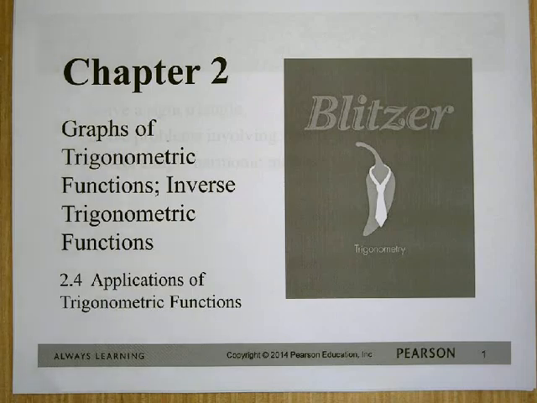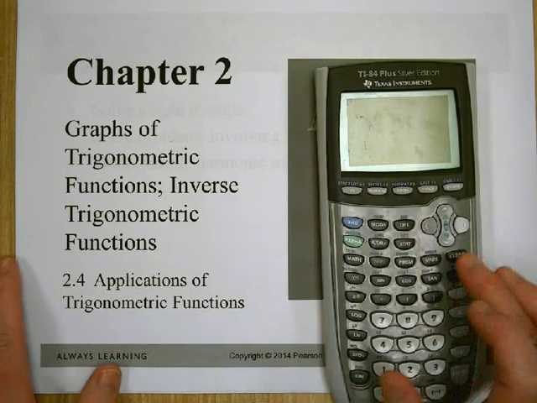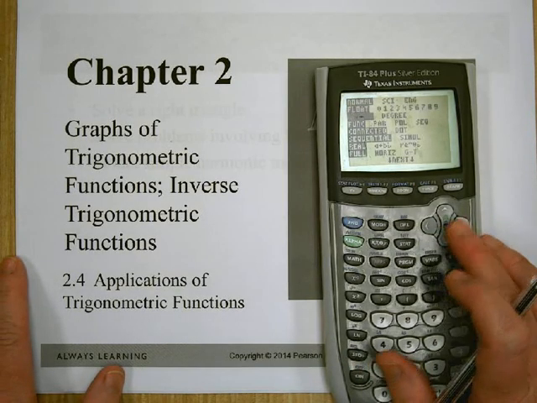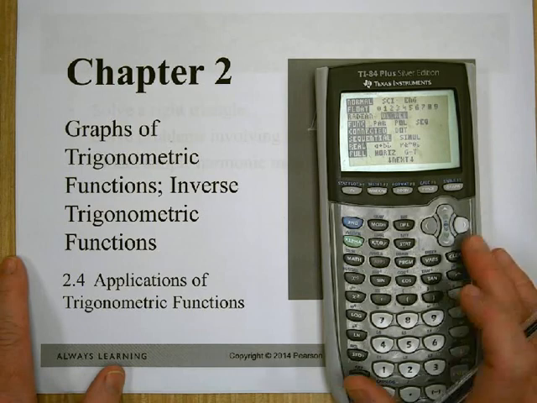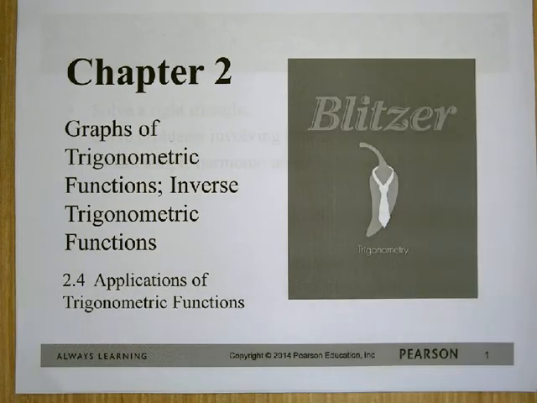Okay, we're going to talk about 2.4 applications of the trig function. First of all, we're going to be using a calculator today. I want you to turn your calculator on, go to mode, and put it in degree mode. We're going to start in degree mode. We may switch back to radians, but I want you to always check which mode your calculator's in.